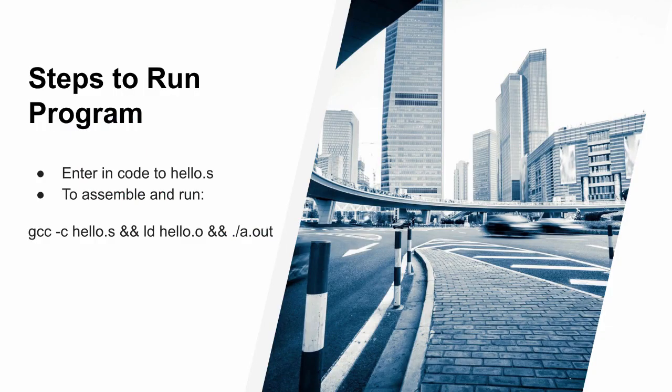The steps to run this are that we're going to first compile the hello.s program with the GCC compiler. We'll run it through the linker, and then the linker will produce a.out, and then we'll execute it. I just put all of that in one line so that it's a little bit easier to execute.